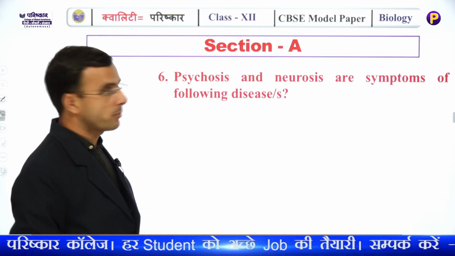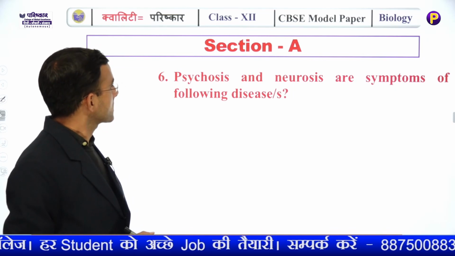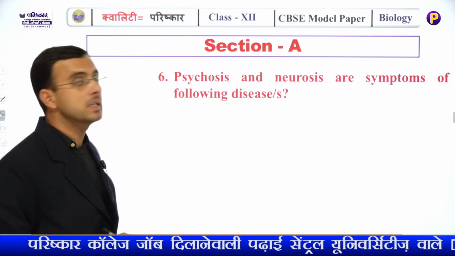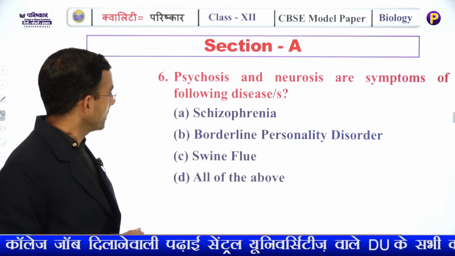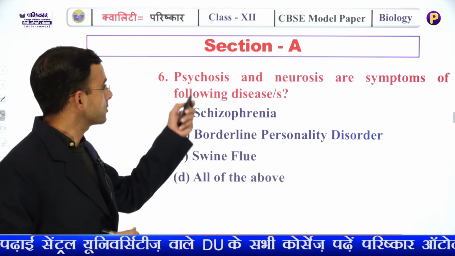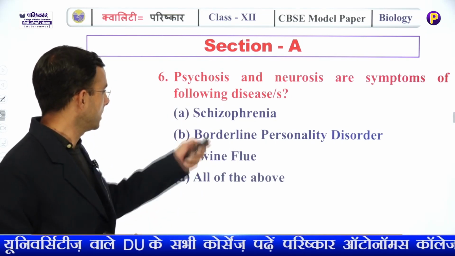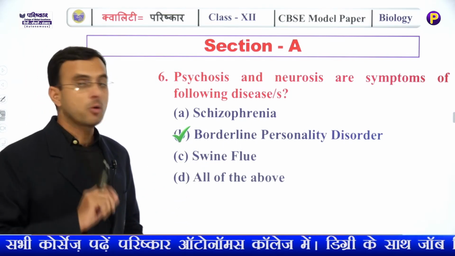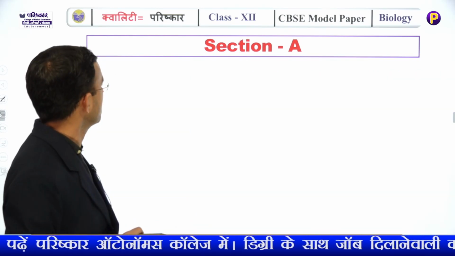Now there is one very important question. Psychosis and neurosis are symptoms of which of the following diseases? Which of the following diseases exhibit these two symptoms? So that is B1, borderline personality disorder. That character is shown by this disease.